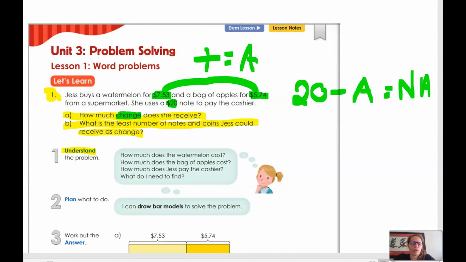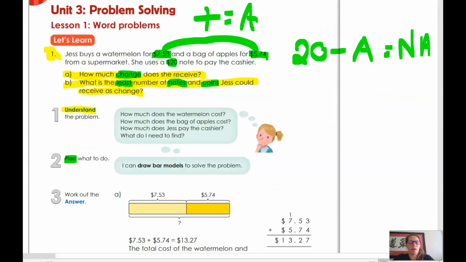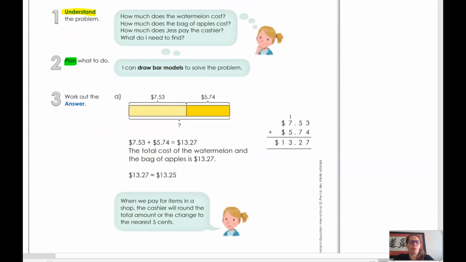The book's done it for you, so you can see what it's done. But then after that, when I get the answer, we want to make sure we write down what's the least number of notes and coins. Okay, remember we don't have 1 and 2 cent coins, so 3 and 4 straight up, that's not an even number, so it's going to be interesting. So let's go on to the plan now and draw bar models to solve the problem.